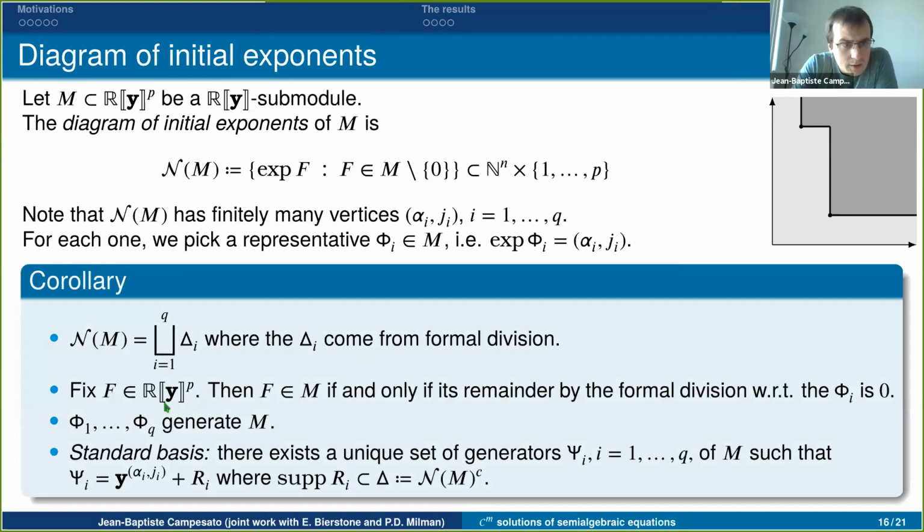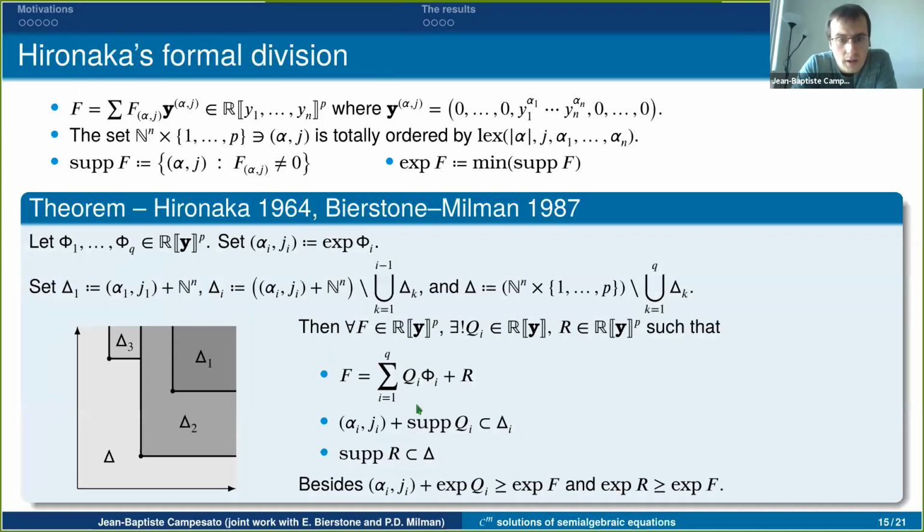There are several important points in this corollary. The first one is that these phi I are actually generating M, and a formal power series is in M if and only if, when we perform Hironaka's formal division with respect to the phi I, the remainder is equal to 0. And that's not too difficult to see. When we look at this formula, if we know that R is equal to 0, of course, F is the sum of the Qi phi I. The phi I are in M, which is closed by scalar multiplication and by addition, so F is in the module.